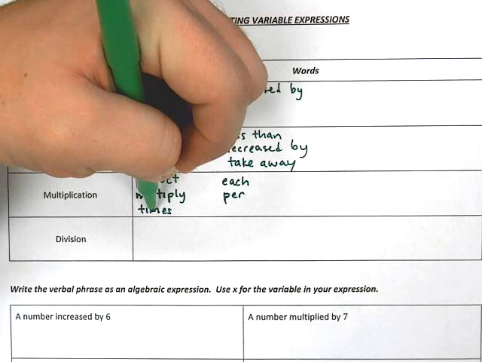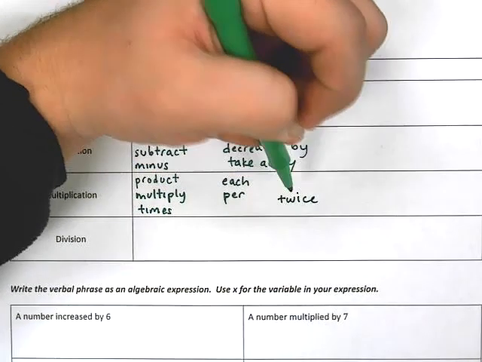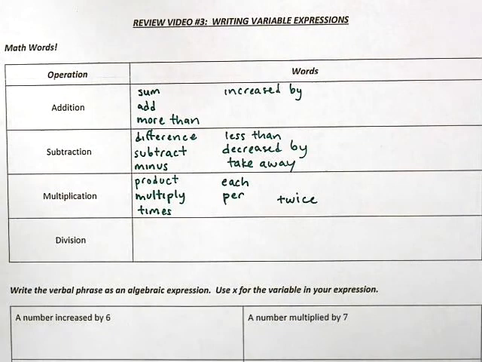And then a very specific case for multiplication that goes along with times is the word twice. I'm going to put that one off to the side because that's a very specific situation. But we know when we see the word twice, that means 2 times.